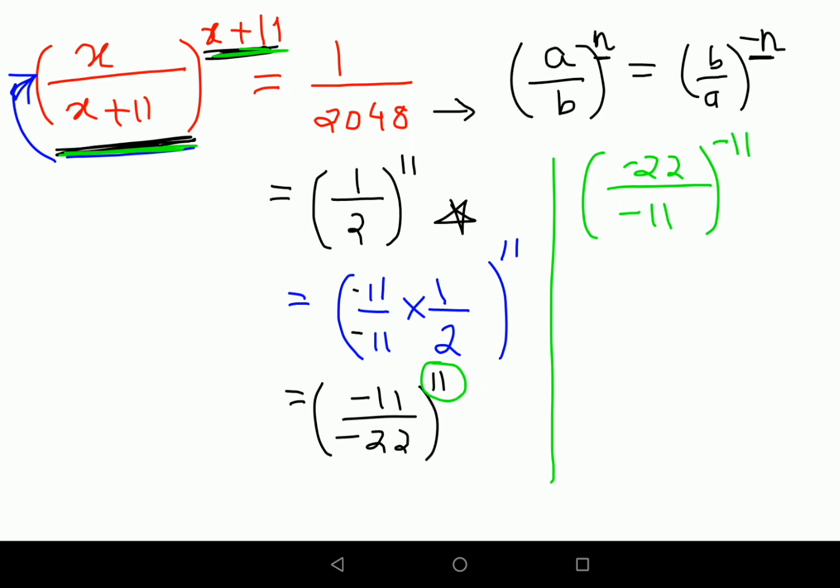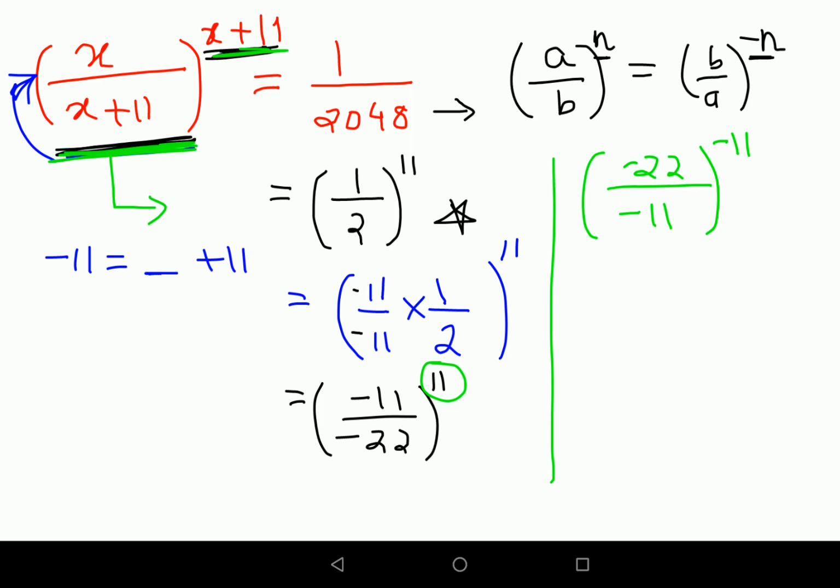So till here I'm sure you all must have understood what I am doing. Now see, here you want your denominator to be in the form of x plus 11. Means you want your negative 11 to look like some value plus 11.